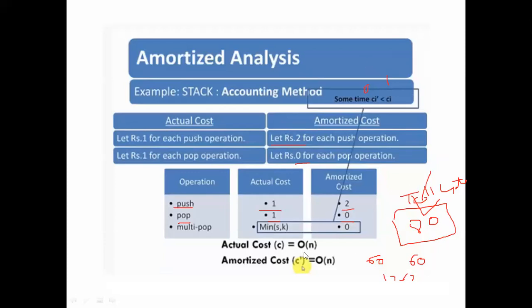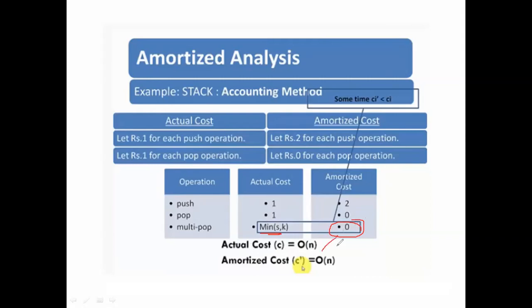Does anybody have any doubt? Similarly, for multi-pop the actual cost is the minimum of S comma A, and the amortized cost is 0. So the overall cost for C and C dash is big O of 1. This is the accounting method.